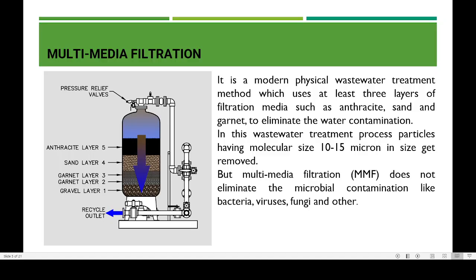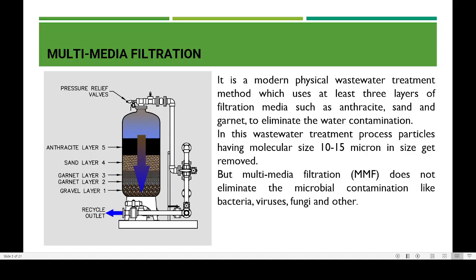For example, here you can see sand. Sand is a filtration media. Then you can see anthracite, a type of coal. It is also a filtration media. Then you can see gravel. That is also a filtration media. If you look at this picture, you can say this is one layer combined, this is second layer, third layer. So here 3 layers of filtration media, such as anthracite, sand and garnet will be used, and the purpose is to eliminate water contamination. So that is the aim.